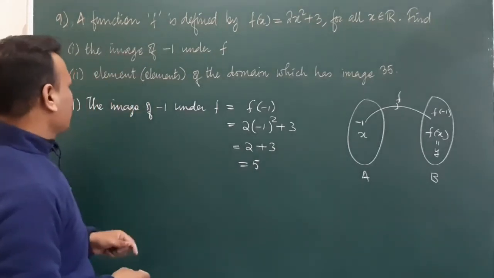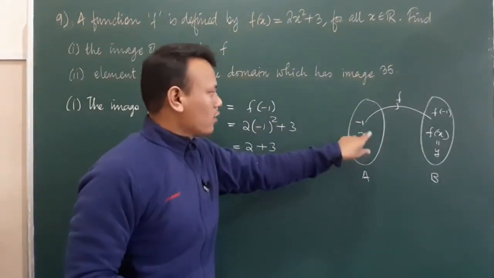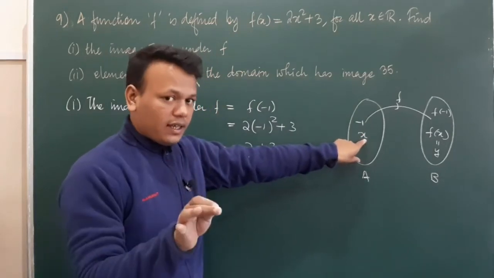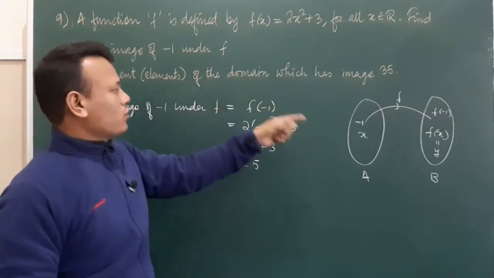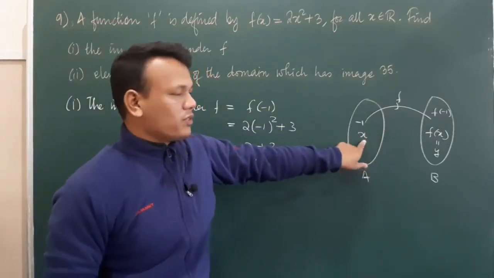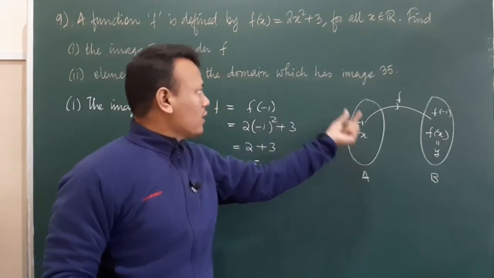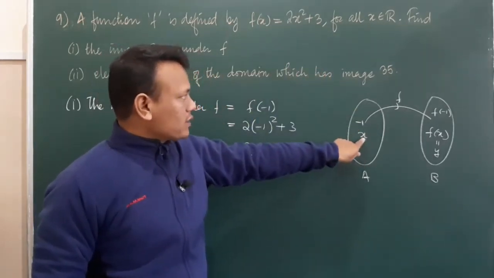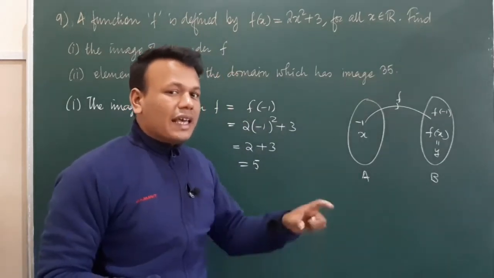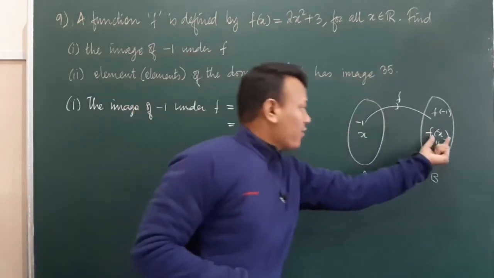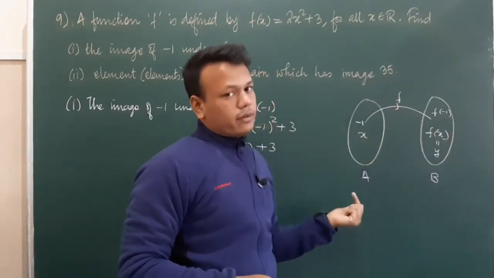Alright. Next we have element or elements of the domain. You need to find the value of x, because the question says element or elements of the domain. Elements of the domain are represented as x. So you need to find the value of x, and that x has the image 35. So what is given to us? Image is given, that is f(x) is given to be 35. You need to calculate the value of x.